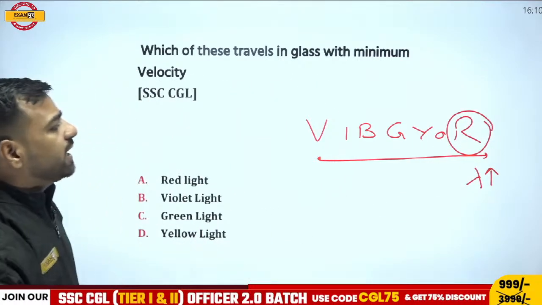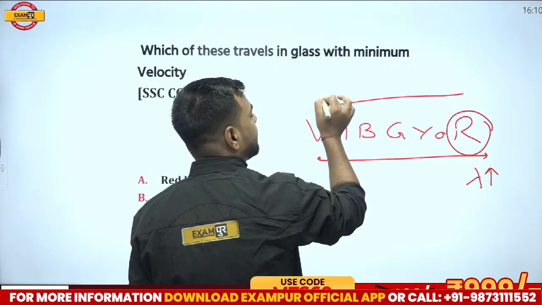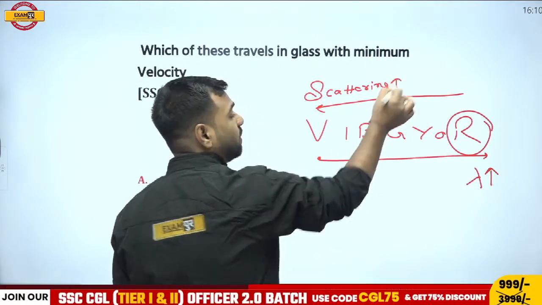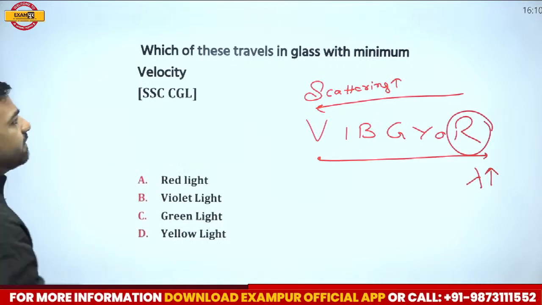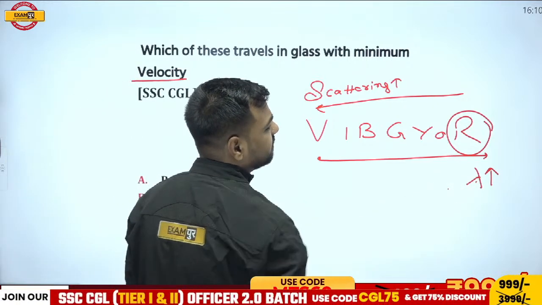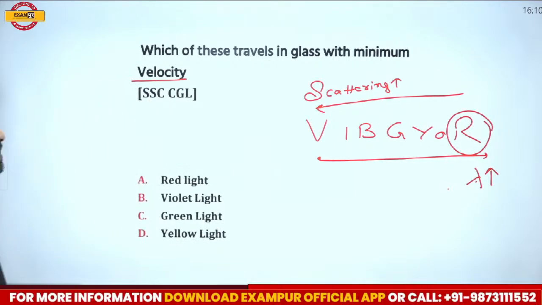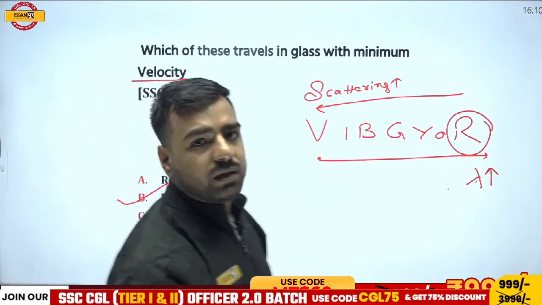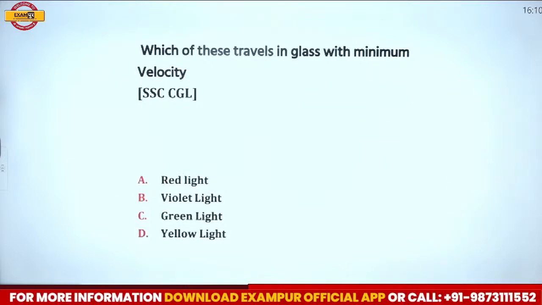If I talk about the red light, it has the maximum wavelength, but we know that scattering will be maximum for the violet light. Now, since we are talking about the scattering part over here, please remember, they are asking about the velocities. So obviously the wavelength of red is maximum, and velocity would be maximum for red. But if I talk about the minimum velocity, the minimum velocity would be for violet light. Minimum velocity is going to be there for the violet light. And yes, what is the correct answer? The correct answer is going to be violet.